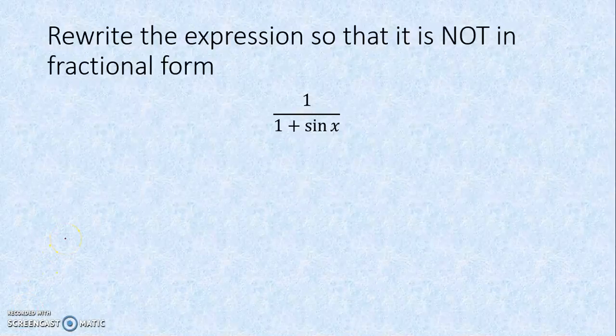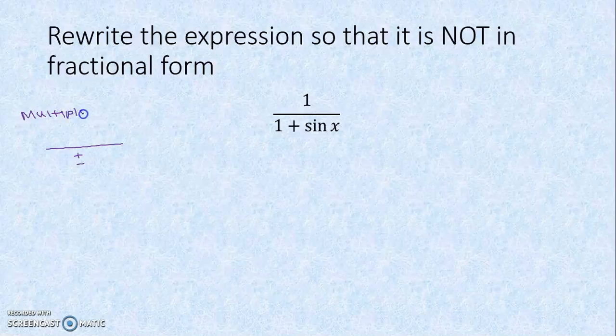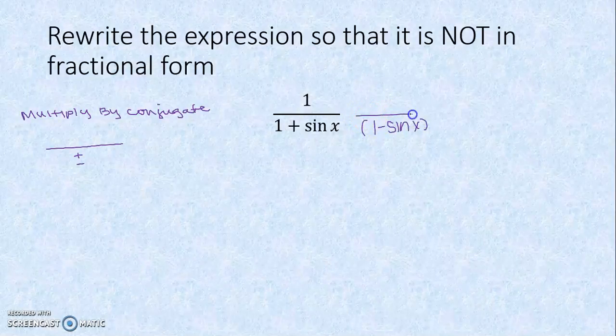Okay, so when we're rewriting it so it's not in fractional form, we're basically just trying to get rid of the fraction. Whenever you have a fraction that has addition or subtraction in the denominator, so you have two terms, the tool you are going to use is to multiply by the conjugate of the denominator. So my conjugate, since this is 1 plus sine x, is simply 1 minus sine x. Make sure you multiply both the numerator and the denominator by that so that it's just like multiplying by 1.